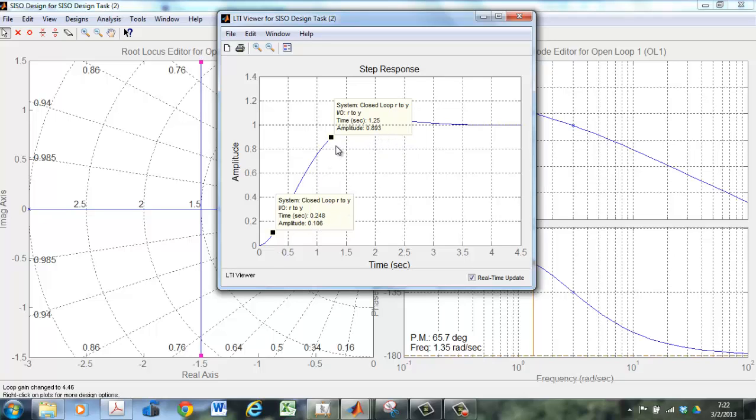Now the inner loop had a bandwidth of 3. So the time constant for the inner loop, which would be a first order system, would be 0.33 seconds. So the inner loop here at 0.3 seconds will be already at 63% of its final value. And you can see that the outer loop then is considerably slowed down.